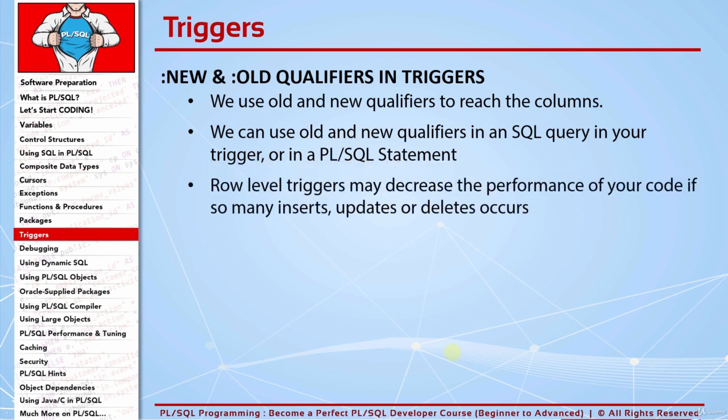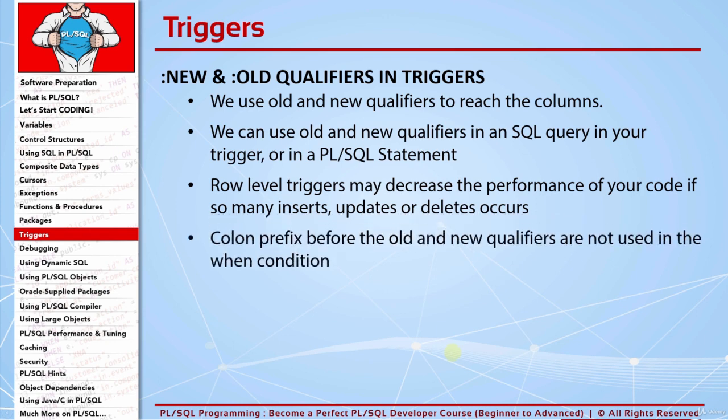Row-level triggers may decrease the performance of your code if so many inserts, updates or deletes occur. We know that row-level triggers run for each row affected by that DML operation. So it needs more processing time and this will decrease the performance. So if you don't have to use it, you can use the statement-level triggers instead. Of course, you may have to use it, so you will use it many times. But if your business does not need to run for each row, use statement-level triggers instead for the performance.